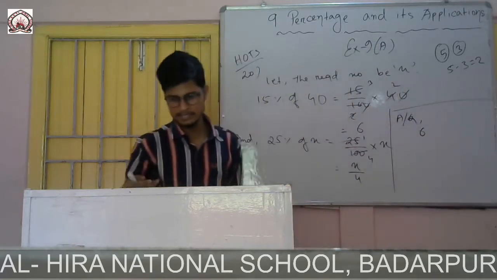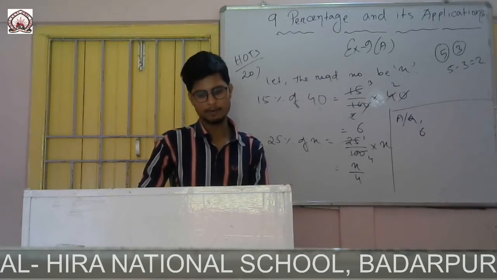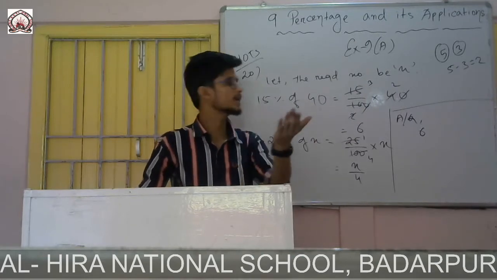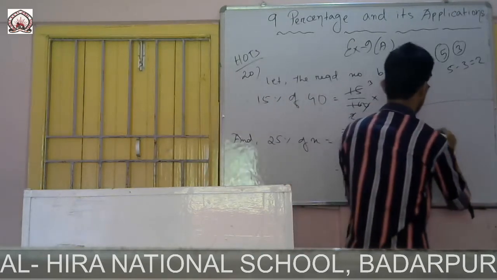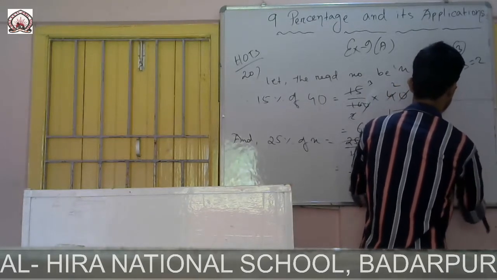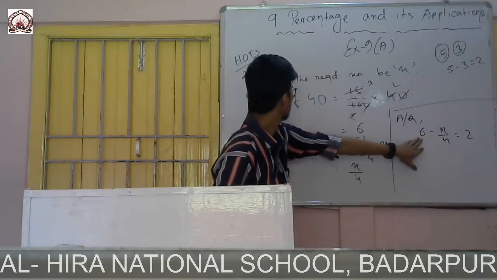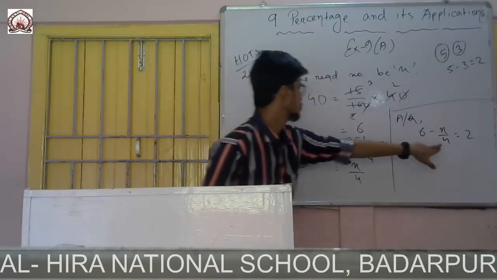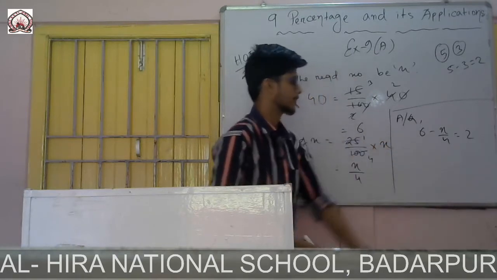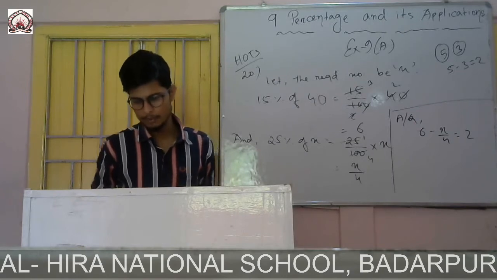So here also it is the same thing. It is said that 15% of 40 is greater than 25% of x. That means if I subtract one from the other, I will get 2. This one is 15% of 40, and this one is 25% of x. So 6 minus x by 4 equals 2.